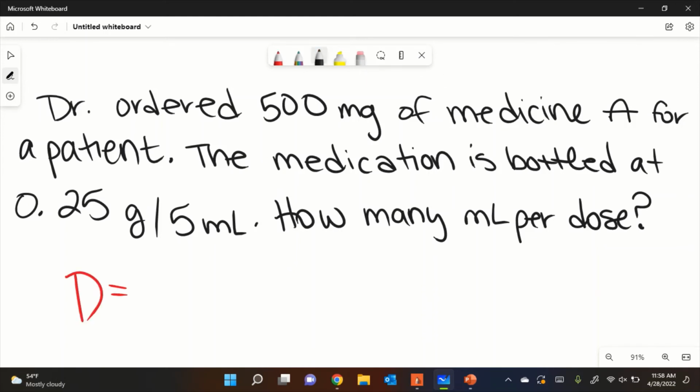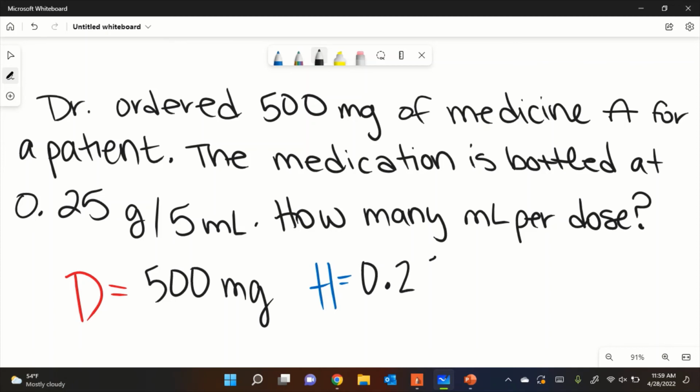D is equal to what? The doctor ordered 500 milligrams. What about H? You have on hand 25 hundredths of a gram for every 5 milliliters. H is always a mass, meaning some variant of grams, so we're going to stop after we hit grams. That leaves us with Q.